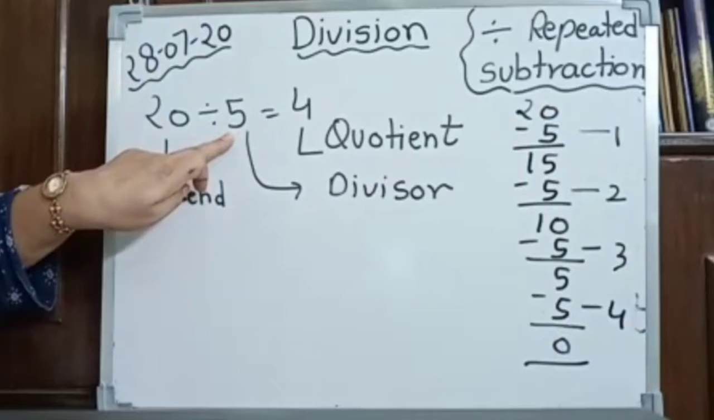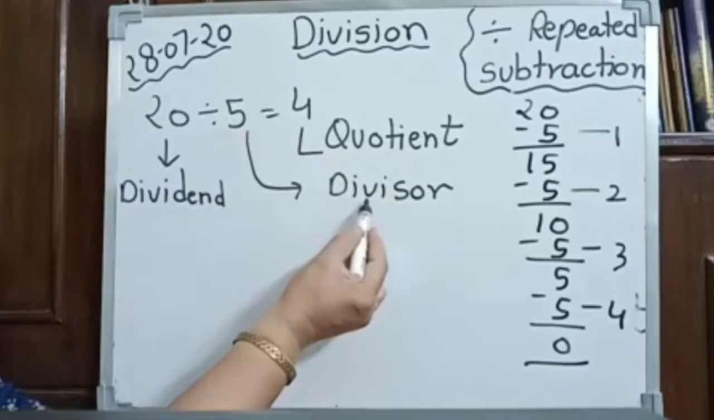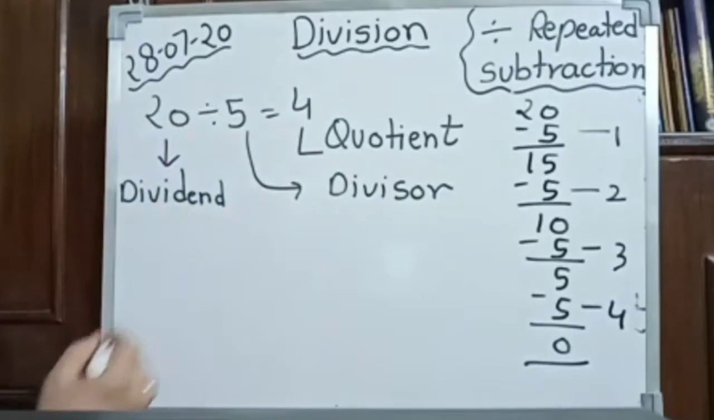You know the table of 5? 5 4s are 20. So 4 is quotient, 5 is divisor, and 20 is dividend.